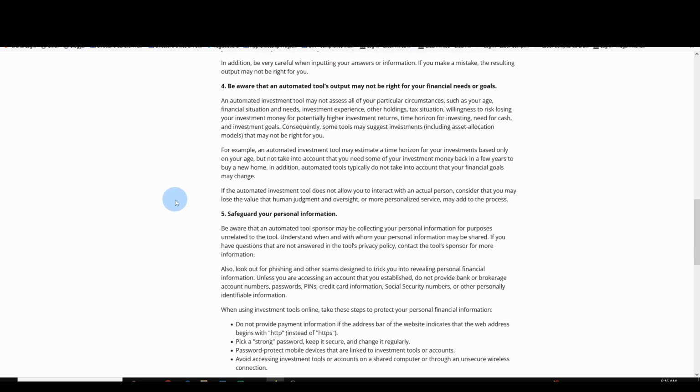For example, an automated investment tool may estimate a time horizon for your investment based only on your age, but not take into account that you need some of your investment money back in a few years to buy a new home. In addition, automated tools typically do not take into account that your financial goals may change. If the automated investment tool does not allow you to interact with an actual person, consider that you may lose the value that human judgment and oversight or more personalized service may add to the process.